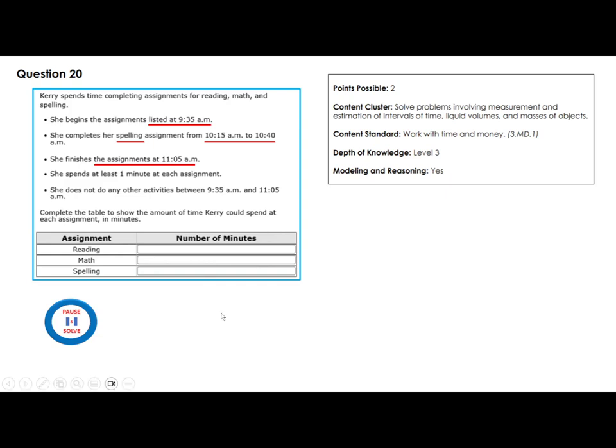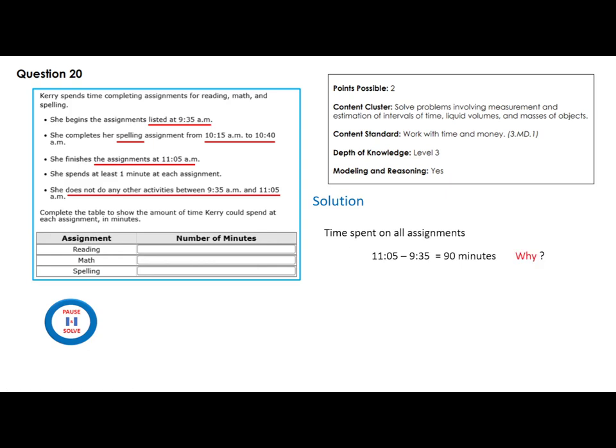Now, let's see. In spelling, I know it started at 10:15 and she finished at 10:40. That's 25 minutes, easy to see. Now on all assignments, we started with 9:35 and she ended at 11:05. I say 90 minutes. Now, why is it 90 minutes?